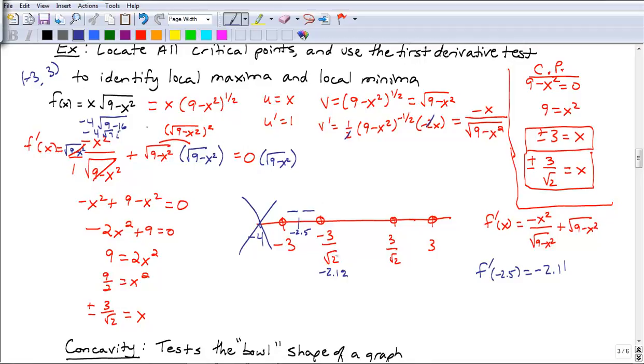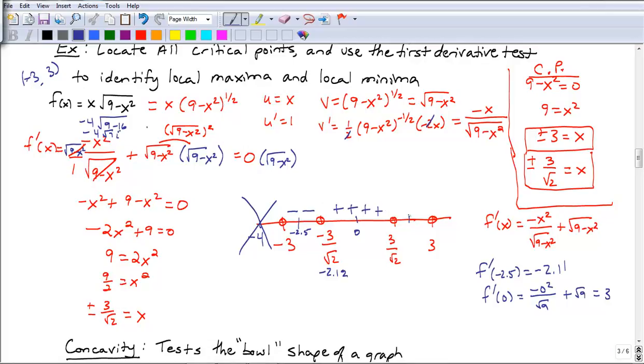Pick a number between negative 3 root 2 and positive 3 root 2. 0 is the easy one. Plugging 0 in here, I get negative 0 squared over the square root of 9 plus the square root of 9, which is a positive 3. So that tells me the derivative is positive on that interval, which means it's increasing.